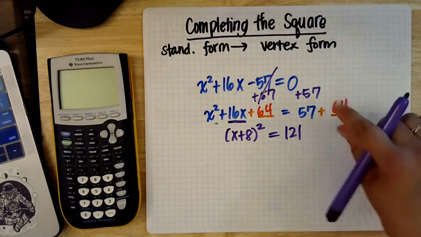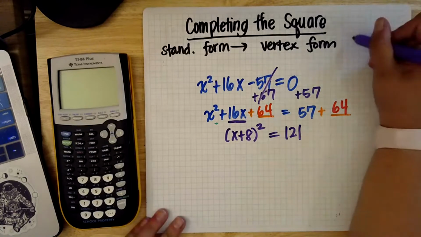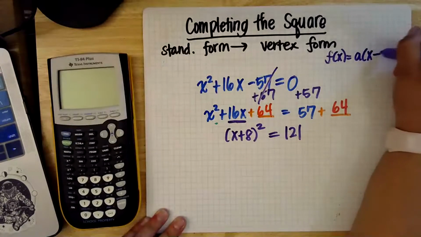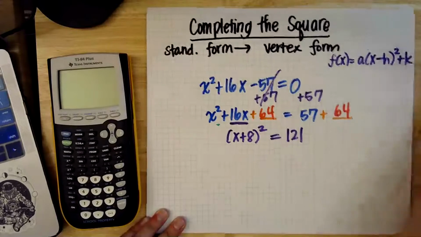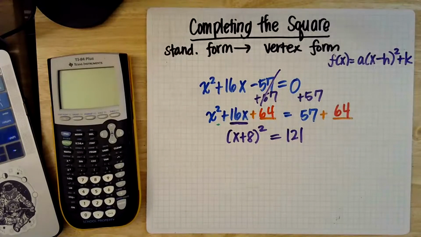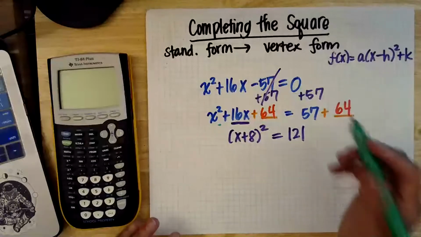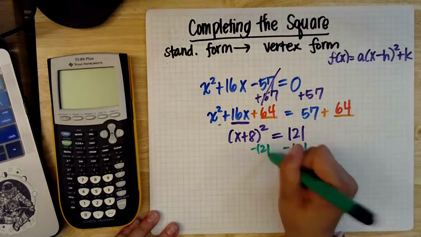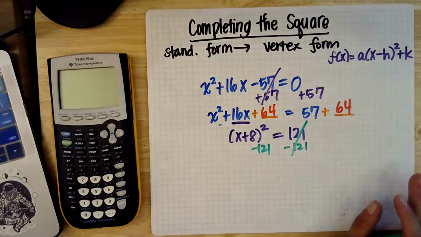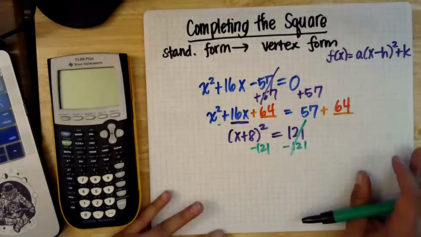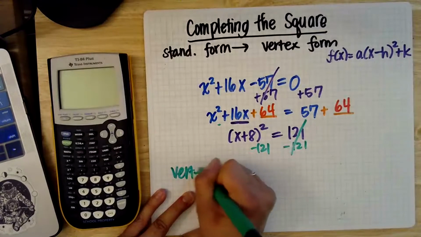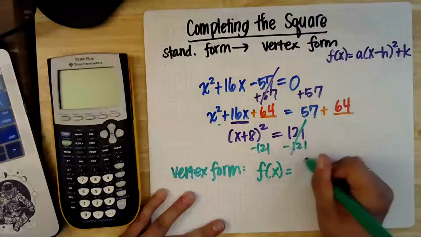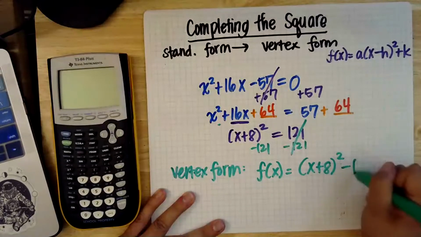And then I'm going to bring it back to 0 because remember, vertex form looks like this: f of x is equal to a times x plus h squared plus k. So I'm going to subtract 121. I've got to bring it back to that f of x equals 0, the equality in the back. So I now have my vertex form: f of x equals x plus 8 squared minus 121.